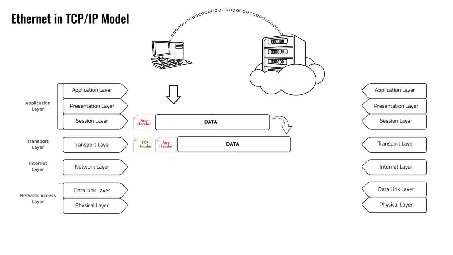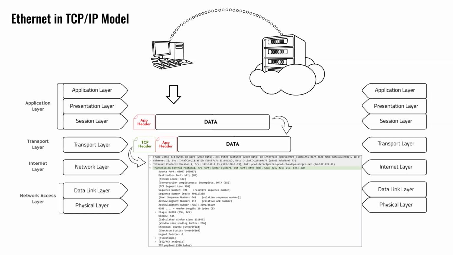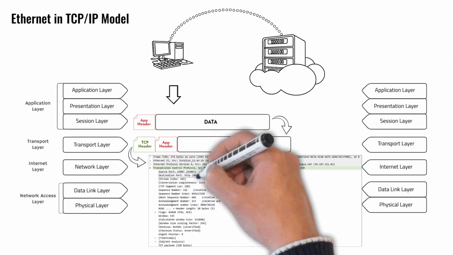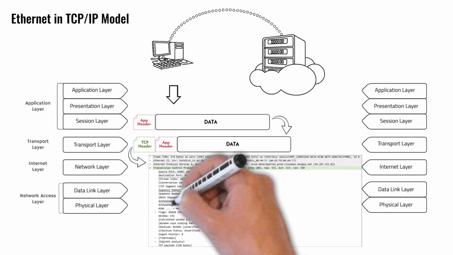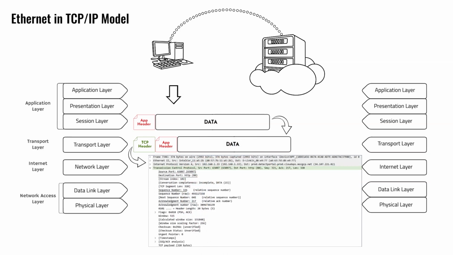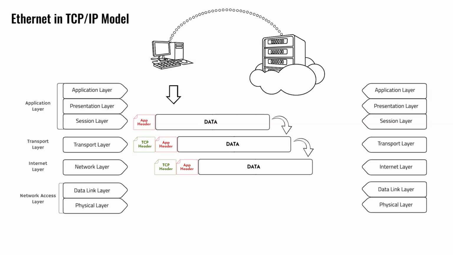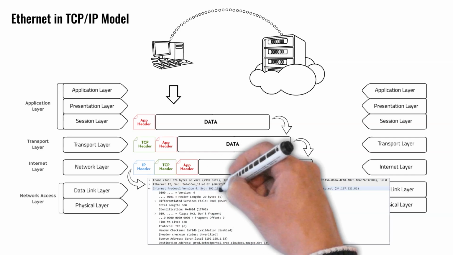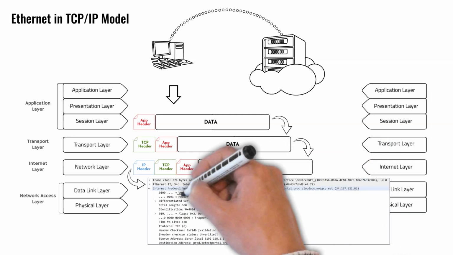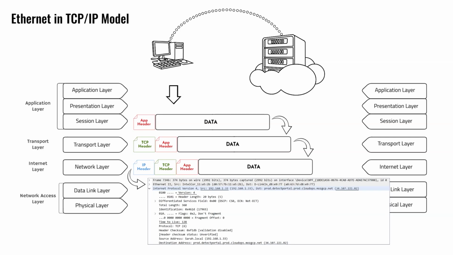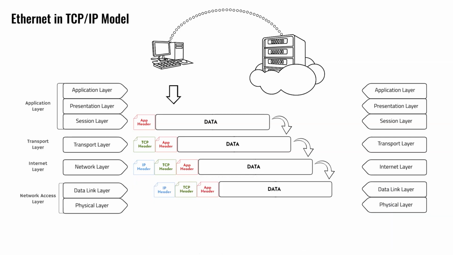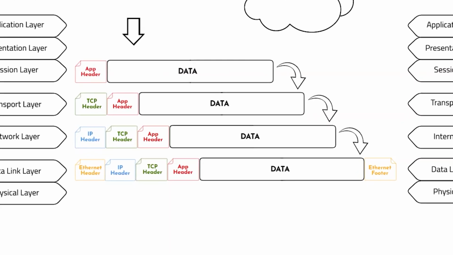The transport layer ensures reliable data transfer by adding headers like source port, destination port, packet sequence number, and acknowledgement number for delivery confirmation. After the TCP header is added, the data is passed to the internet layer. The internet layer handles logical addressing and routing. Here IP headers are added, including the source and destination IP addresses, IP protocol version, time to live, and upper layer protocol type. Once the IP header is added, the packet is passed to the network access layer.